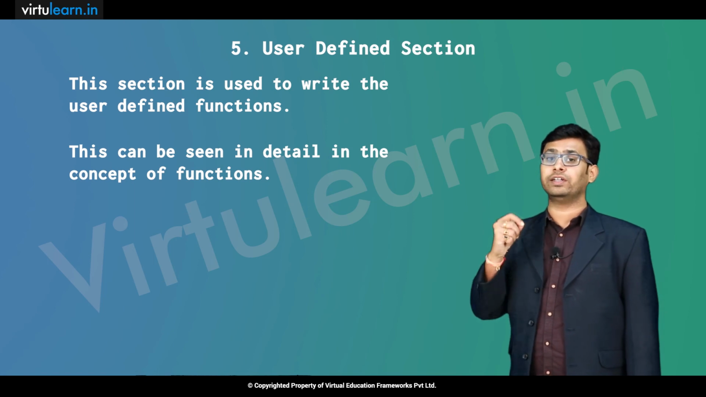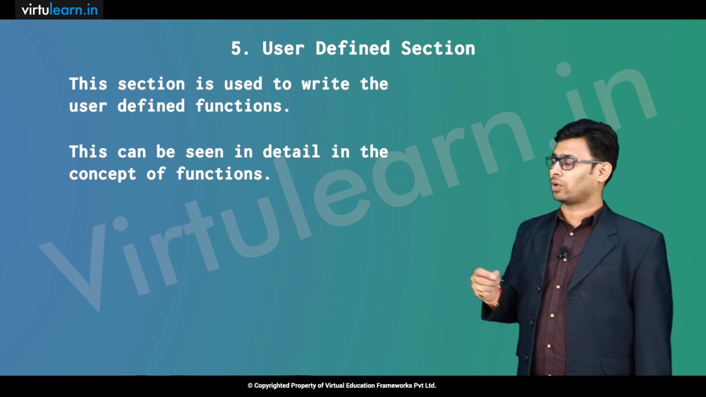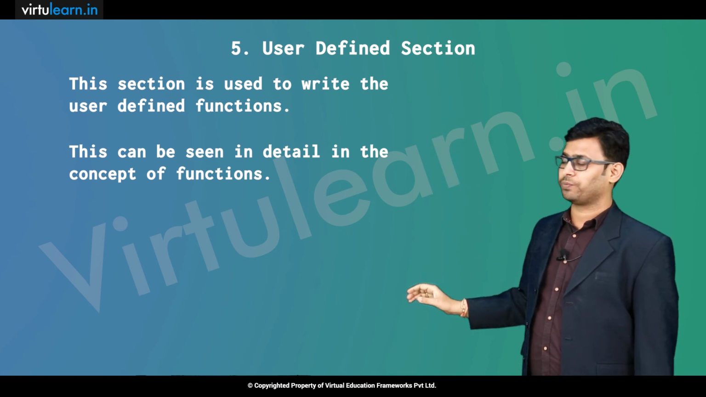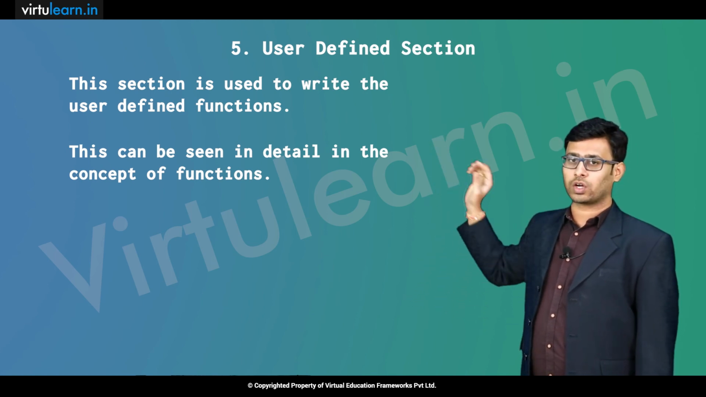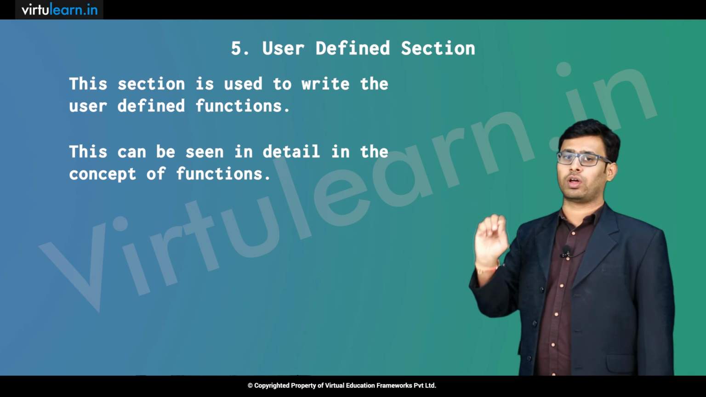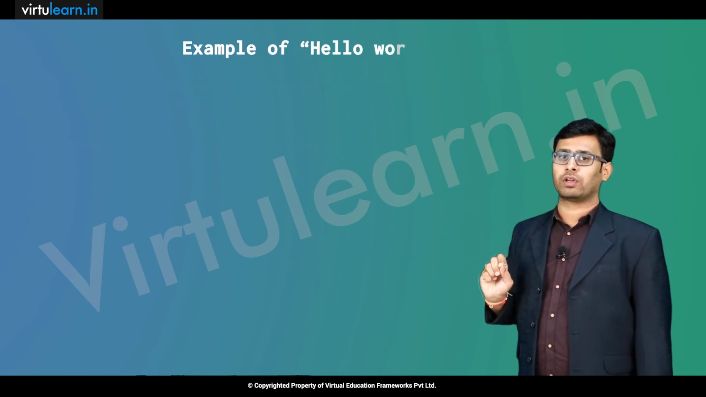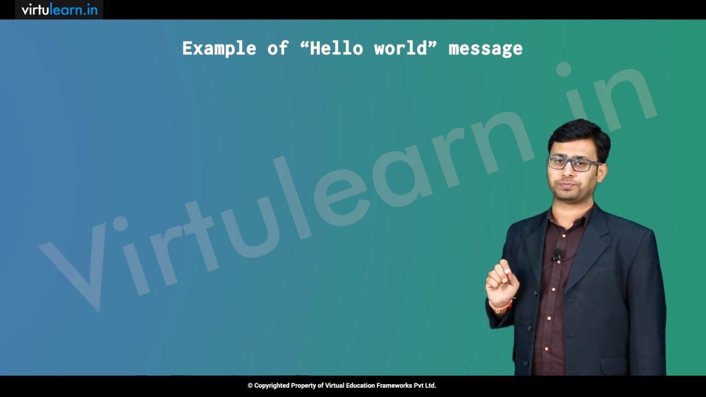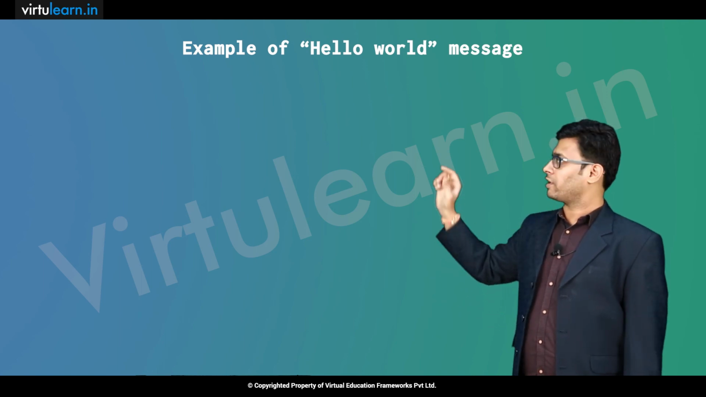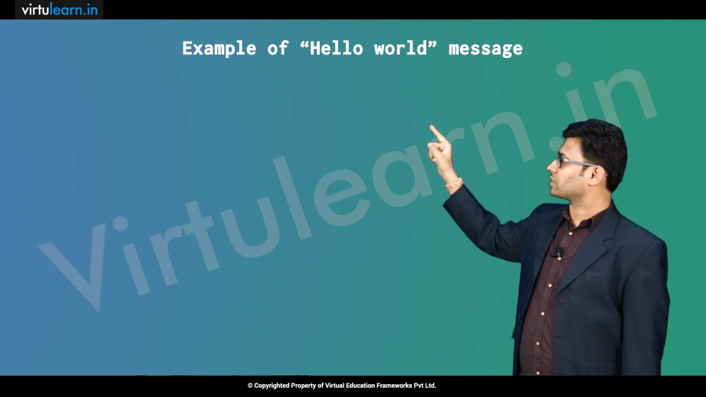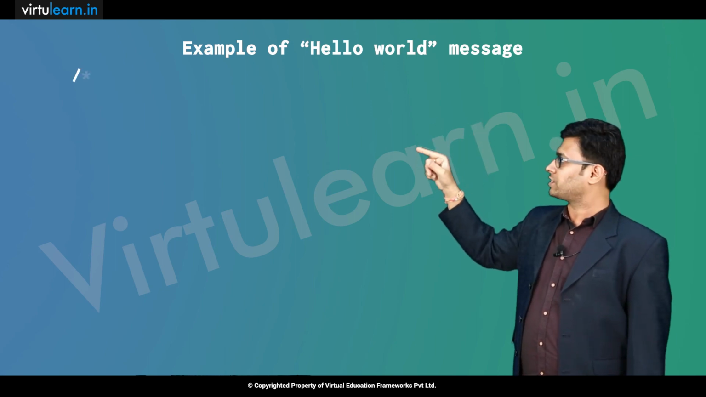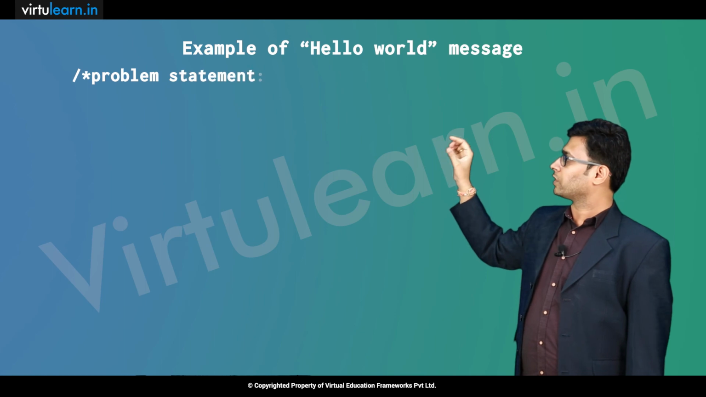So this parenthesis symbol indicates it's a function. So main is one of the very important functions, right? And each and every C program has only one main function. We don't have multiple main functions. We have only one main function. Now, just open a curly brace.